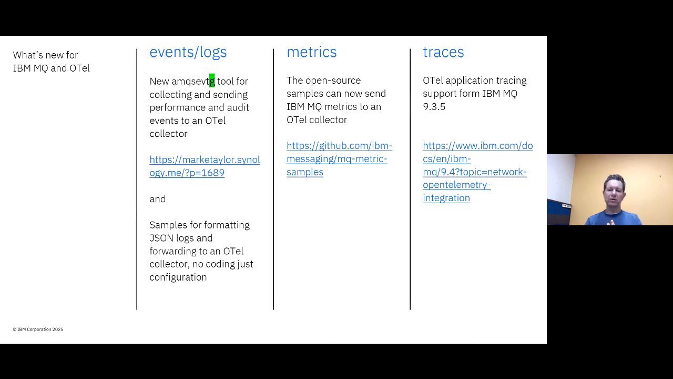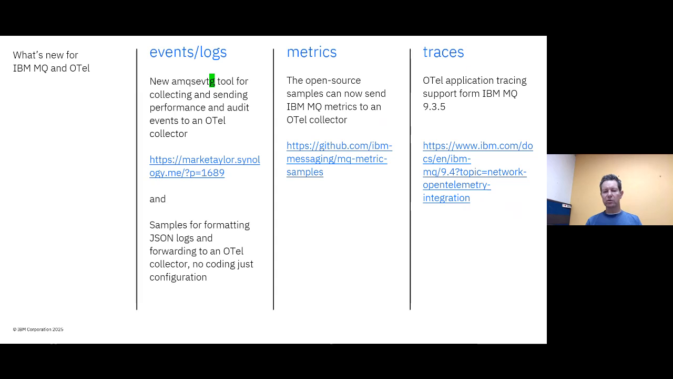Metrics, we've got some open source samples that can now send metrics to an OpenTelemetry collector. I've put the URLs in here. This has been around for quite a while. Mark Taylor predominantly maintains this. You've probably mostly seen it with Prometheus, and I'm going to show it working with Prometheus, but it can now send to OpenTelemetry. So that's your time series metrics. You can get the time series metrics out of MQ and send them on. You can also look at QDEPs and all the other hundreds and hundreds of metrics that MQ produces.